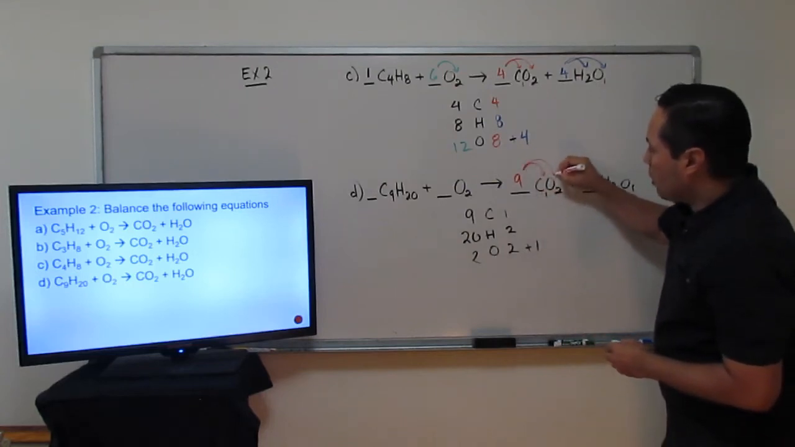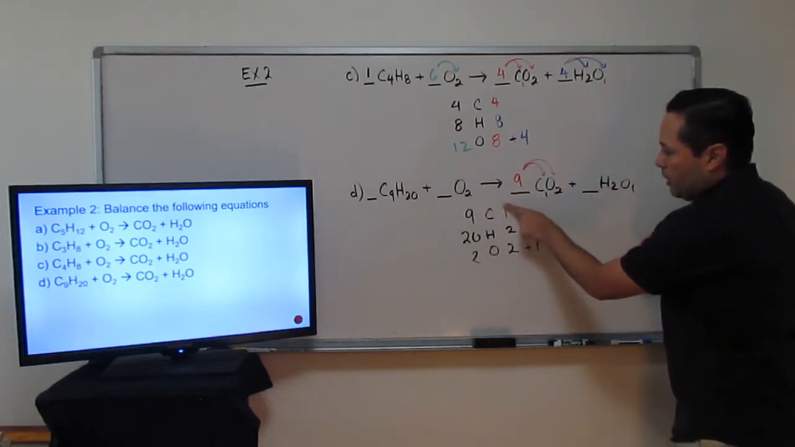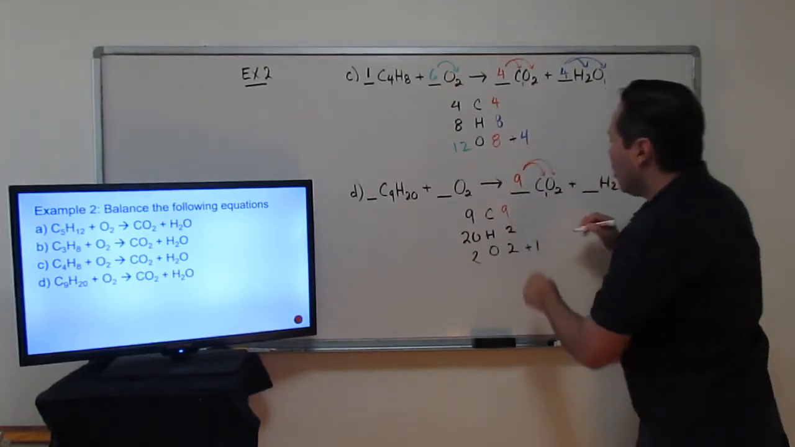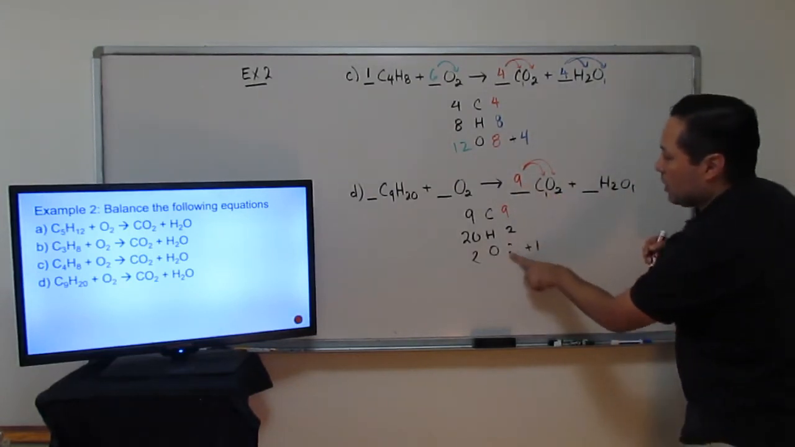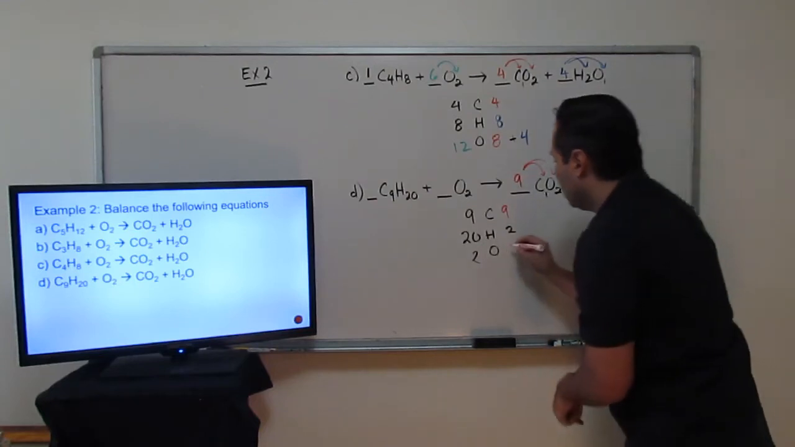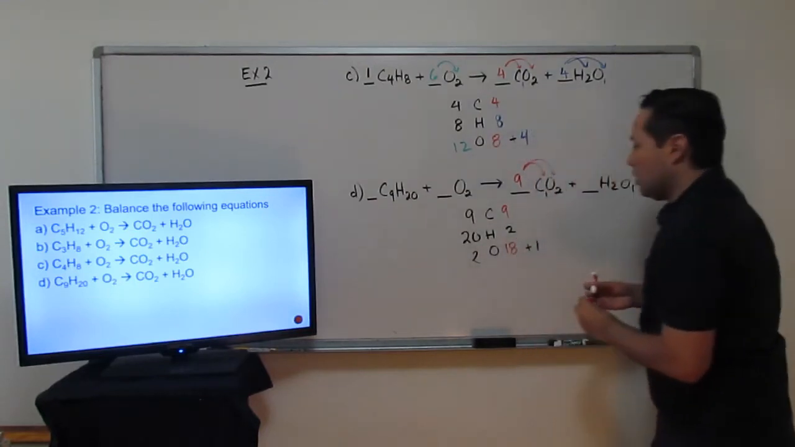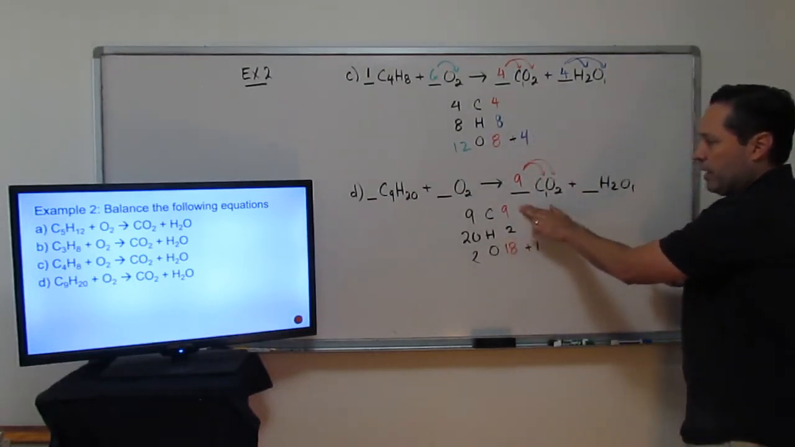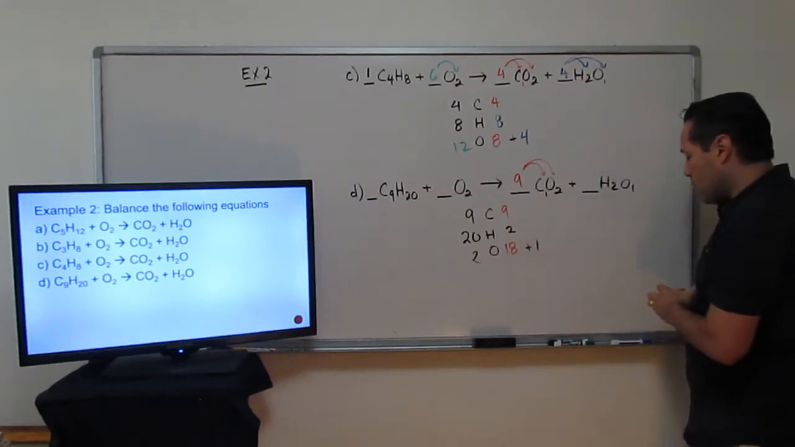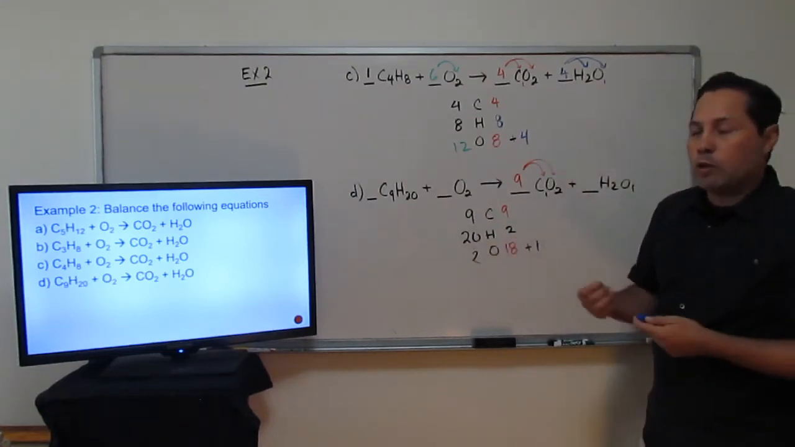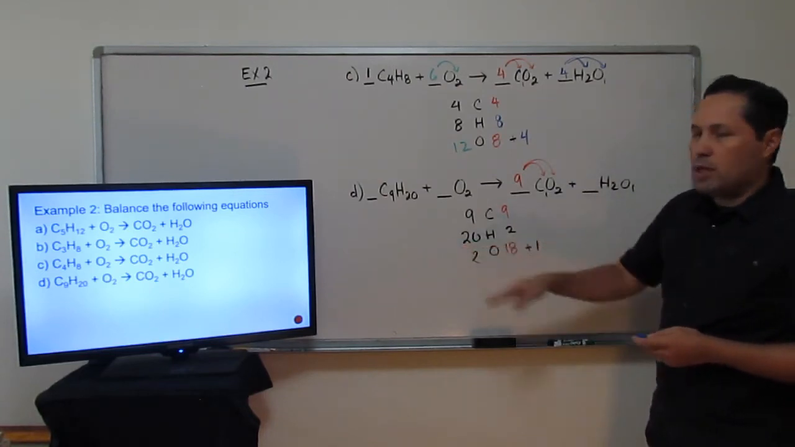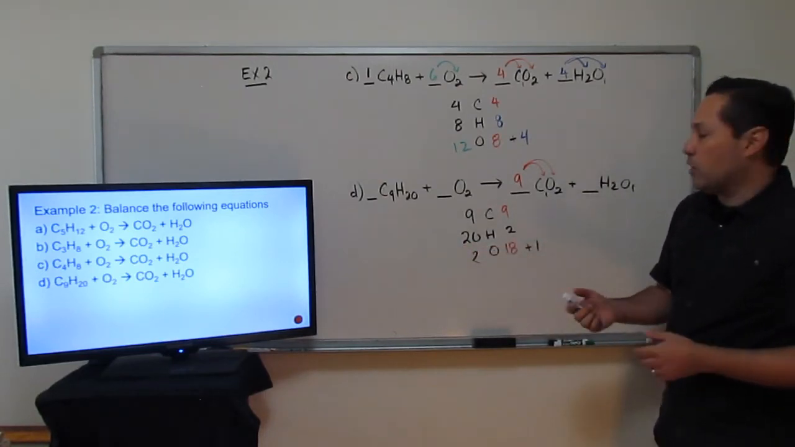Distribute to the carbon and the oxygen. 9 times 1 is 9, so now they match. Oxygens, 9 times 2, that goes ahead and gives us 18. So those are not matching yet, we'll deal with that in a second. Let's go ahead and wrap up now the hydrogens. We have 20 on the left, 2 on the right. What number can we multiply by 2 so that it equals 20? The answer is 10. 10 times 2 gives me 20.